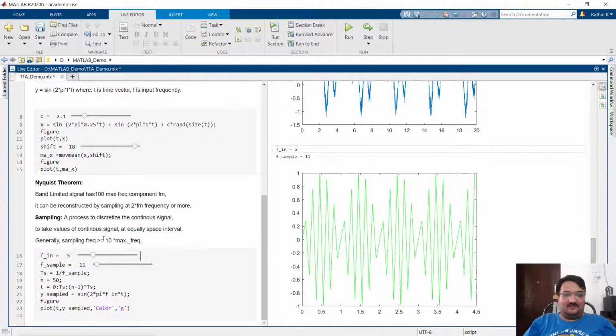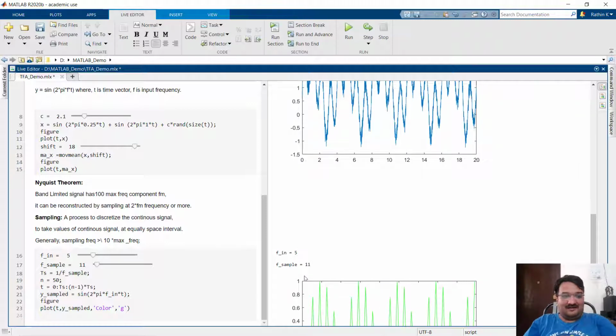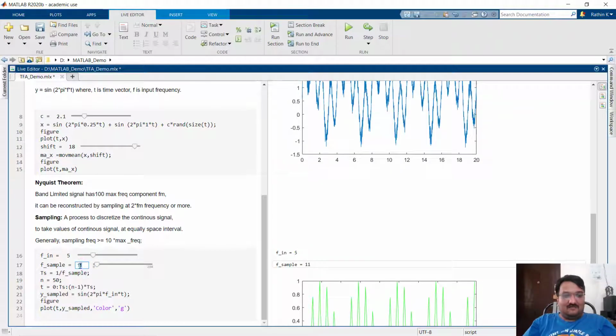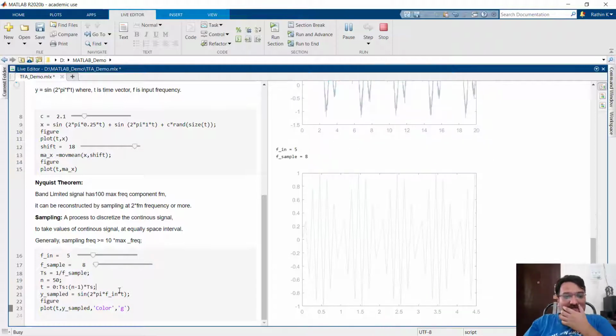Okay, but as I mentioned, you have to keep it greater than or equal to 10, or let's keep the sampling frequency at least more than 2 times FM, which we have kept. So you see the kind of shape is preserved. Further, if you go down, what happens? You will not be able to reconstruct the signal, you will be able to get the waveform, you will be able to plot it as well.